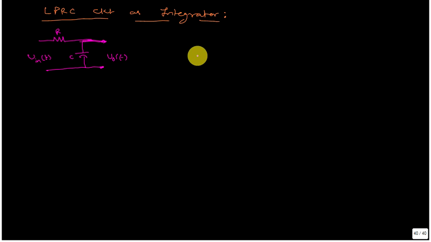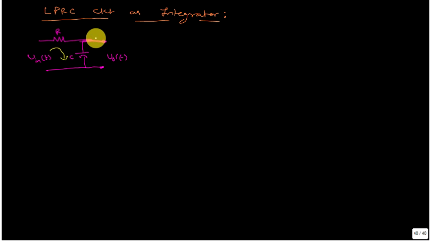Today we will discuss low pass RC circuit as integrator. Low pass RC circuit is a simple RC circuit consisting of only two elements, R and C. But the output is taken across the capacitor. And remember that both the elements are in series, so the same current flows through both elements.